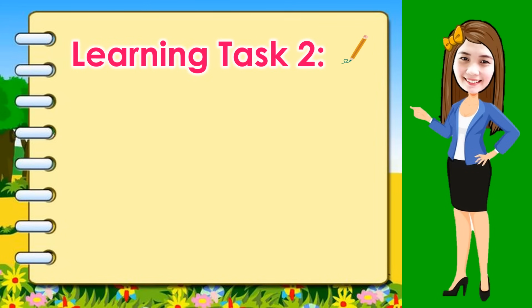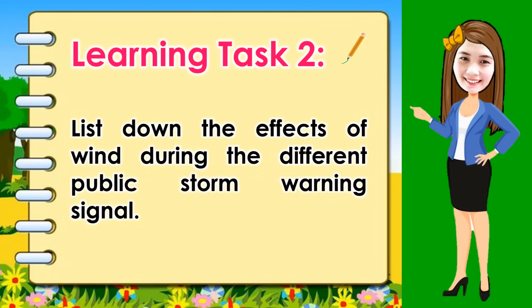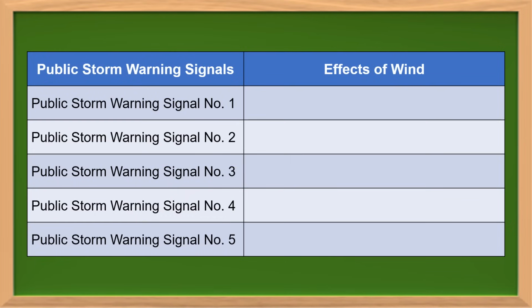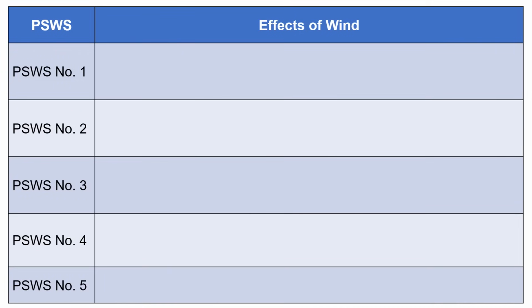Learning Task 2. List down the effects of wind during the different public storm warning signal. Do this in your notebook. Possible answer. The effects of wind during public storm warning signal number 1 are the following.